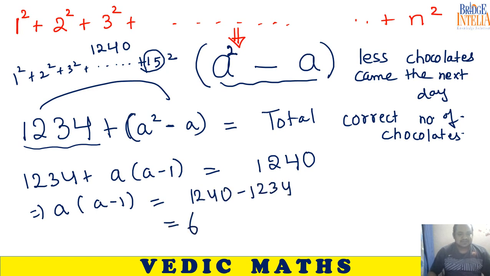So A into A minus 1, these are consecutive numbers. So this is 3 into 3 minus 1, 3 into 2 is equal to 6. So basically A is equal to 3. That means roll number 3 made this mistake, and there were a total of 15 students in the class.